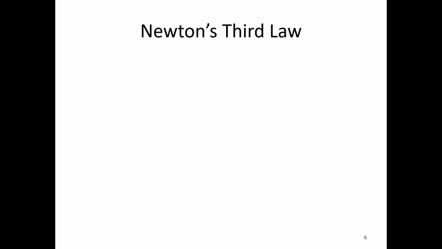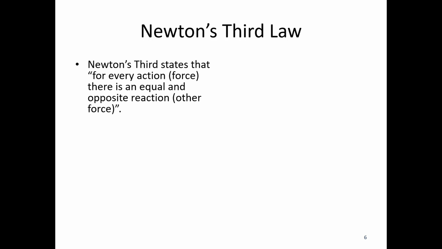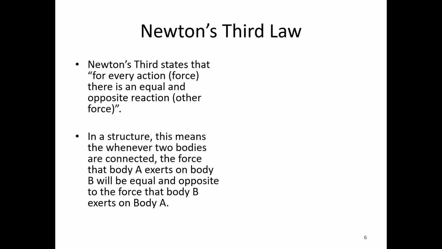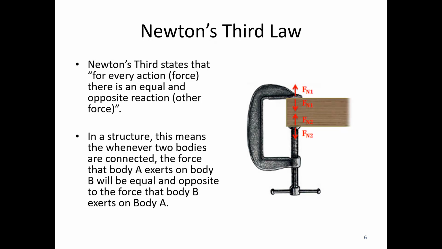Newton's third law, as a review, states that for every action or force, there's an equal and opposite force that exists. So in a structure, this means whenever two bodies are connected, the force that body A exerts on body B will be equal and opposite to the force that body B exerts on body A. So here we've got a clamp on a table, and we've got actually two of these Newton's third law pairs.